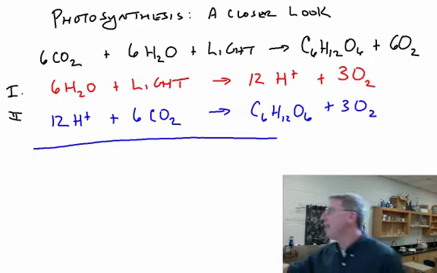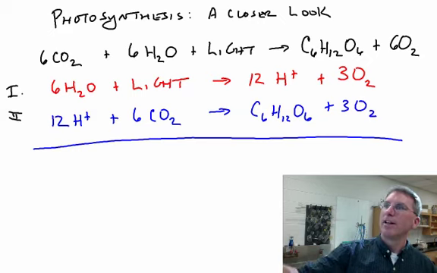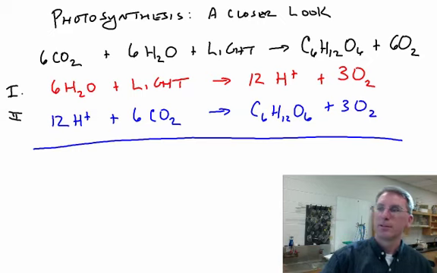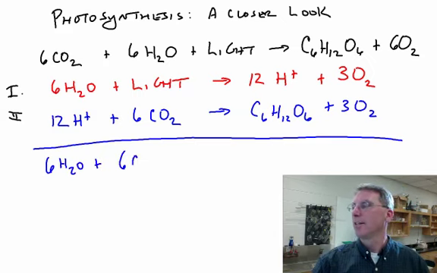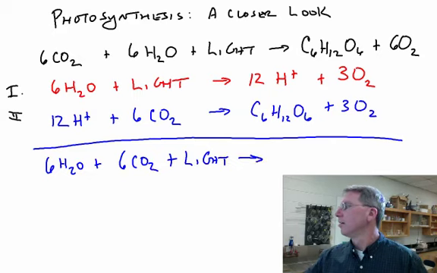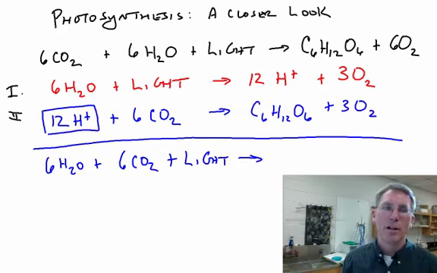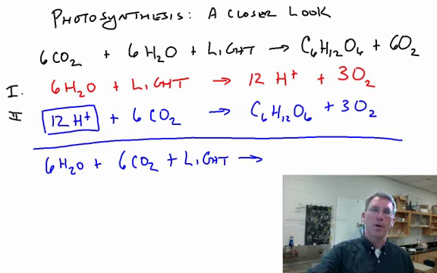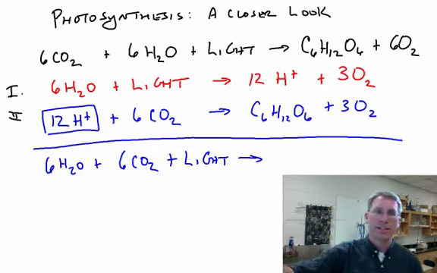So if we were to add all this up, we wind up saying that, oh look, we've got water, 6 of them, so 6 waters, plus 6 carbon dioxides, plus light. Wait, what about these guys? What about these 12? Well, that means I have to put these 12 hydrogen ions in, and they become glucose on the other side. But where did those originally come from?